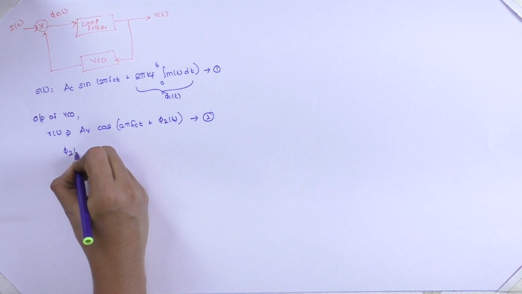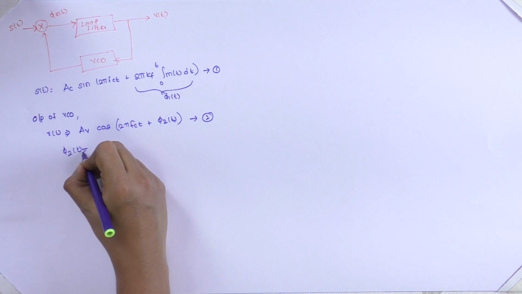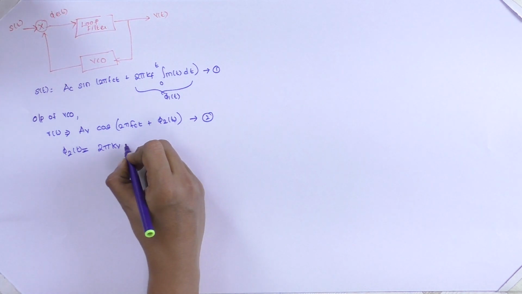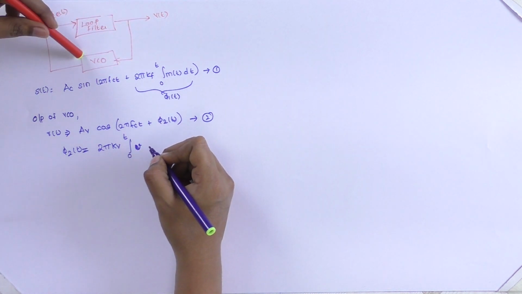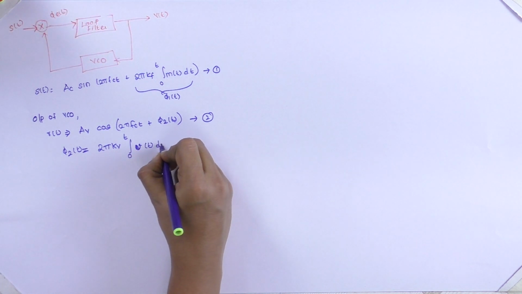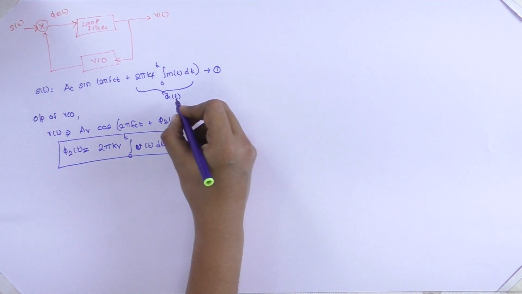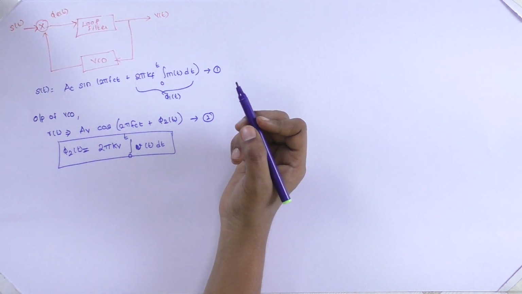Then what is our phi 2 of t? Phi 2 of t is equal to 2 pi kV, where kV is the frequency sensitivity constant for the VCO, integral over 0 to t of V of t dt. This is our phi 2 of t. What is our phi 1 of t? 2 pi kf integral over 0 to t of m of t dt.